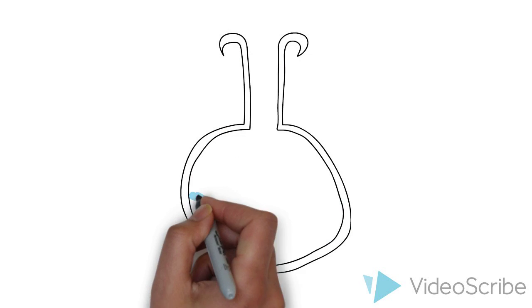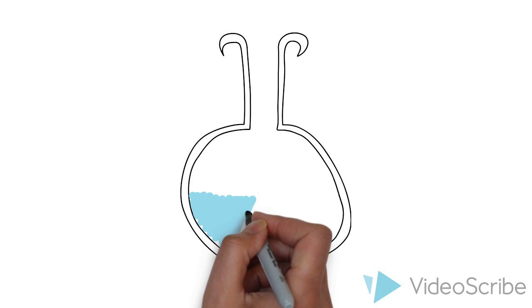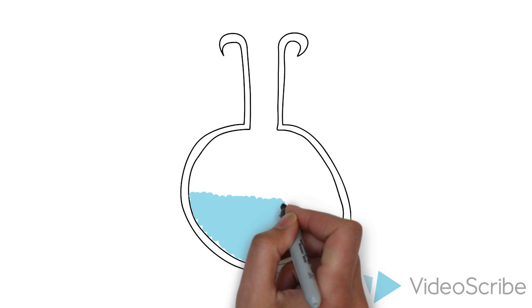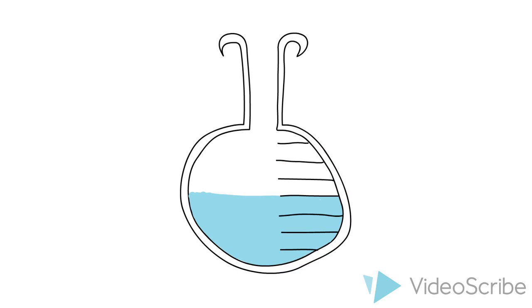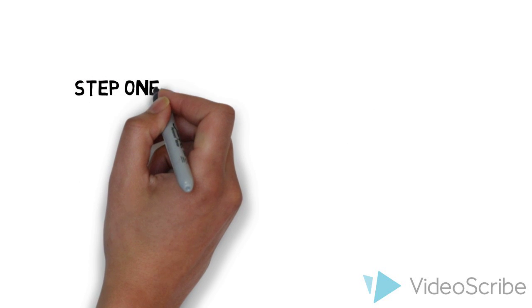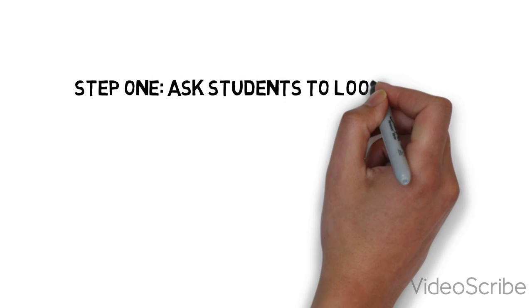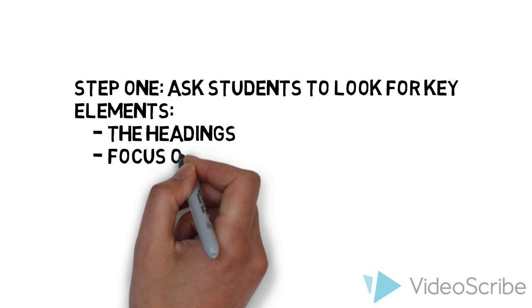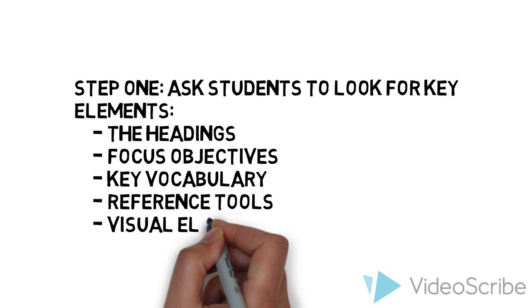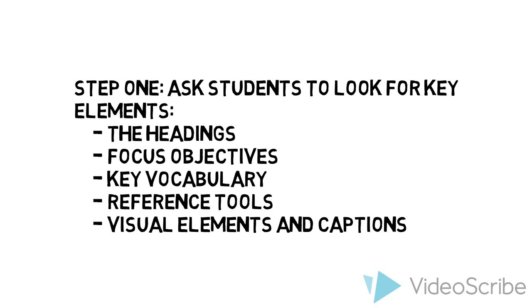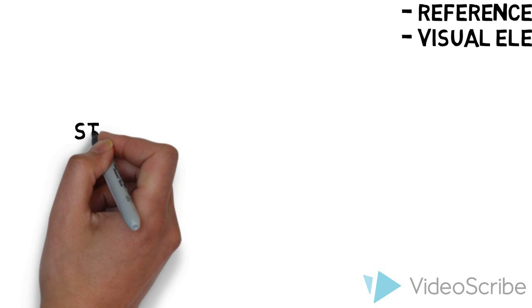Now that we know the important elements that teachers should point out during the chapter walk, let's go through a quick example of how to complete one within a science class at the beginning of a unit. Step 1. To start off, ask students to look for the key elements in the textbook, such as the heading, focus objectives, the key vocabulary, reference tools, visual elements, and captions.